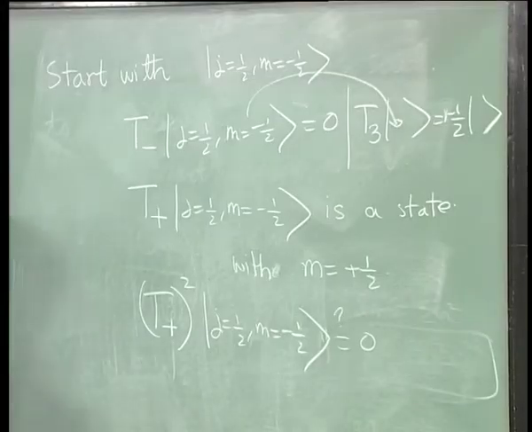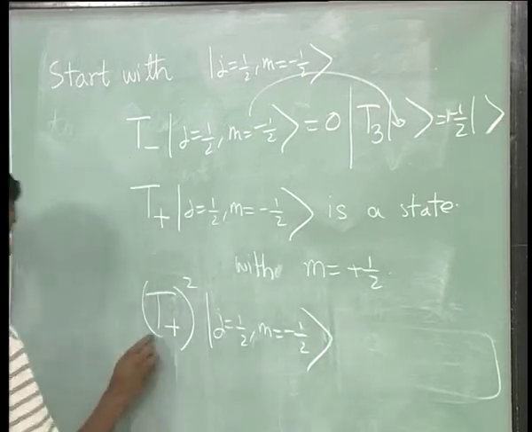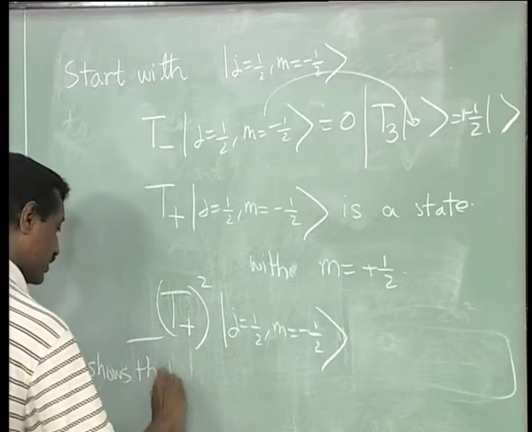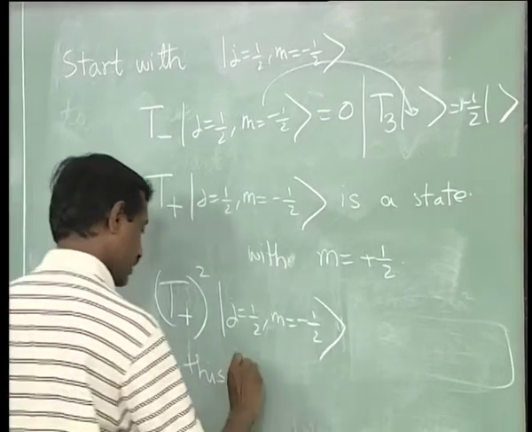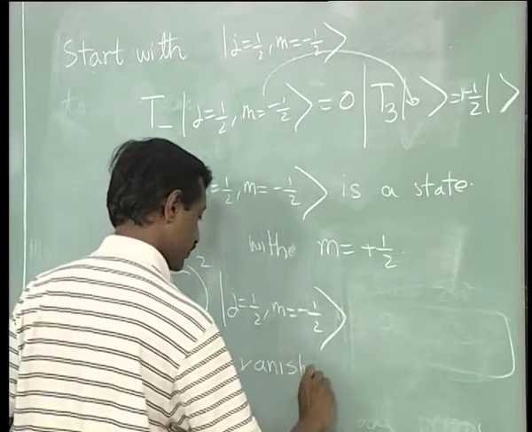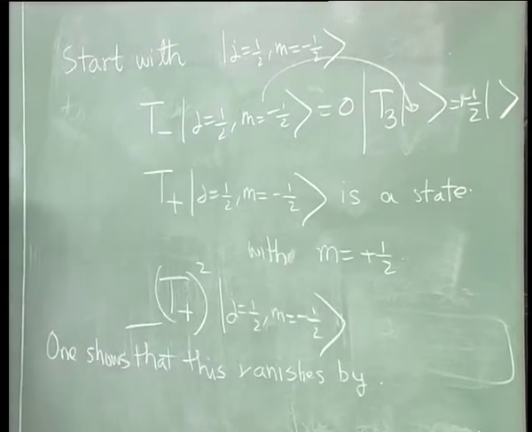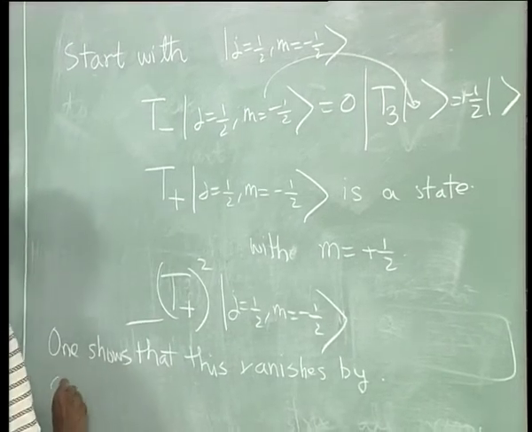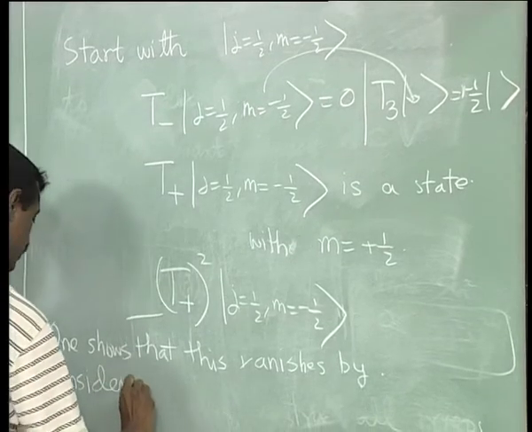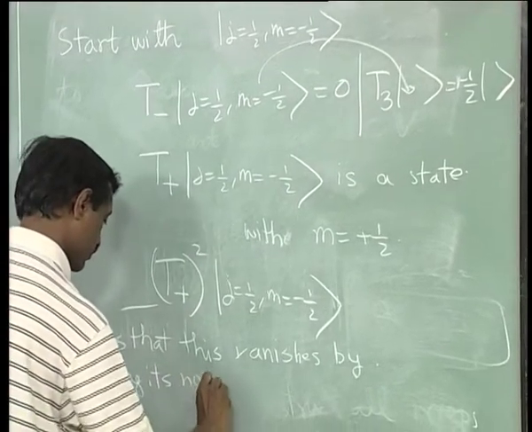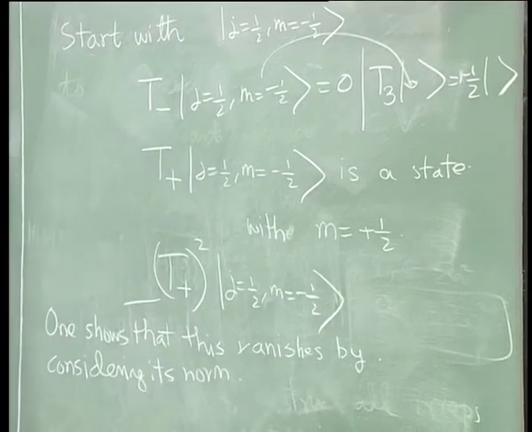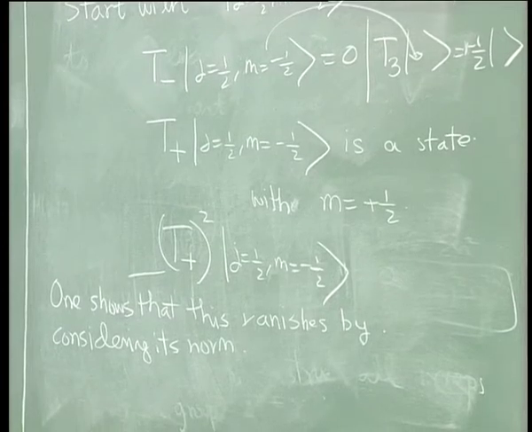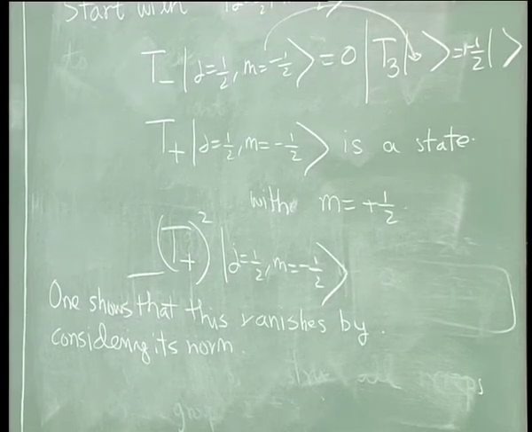Okay. So, what you can do is you prove that this vanishes by considering its norm. Okay, and then it implies that you will get 0 norm, and that implies that it terminates. Okay.